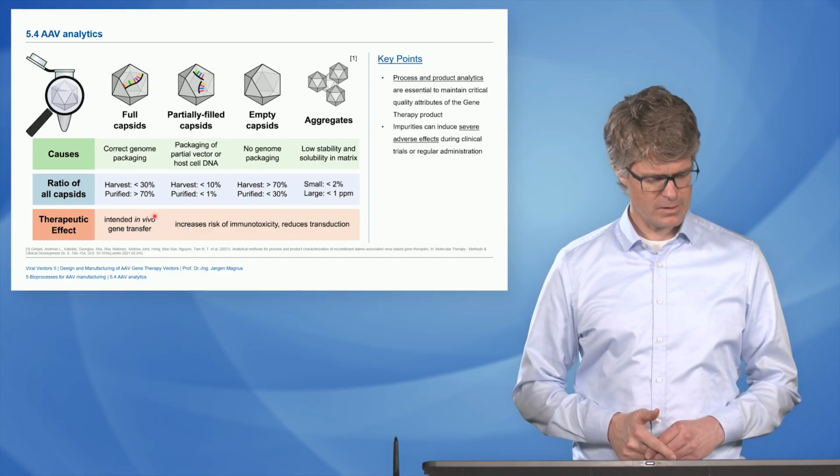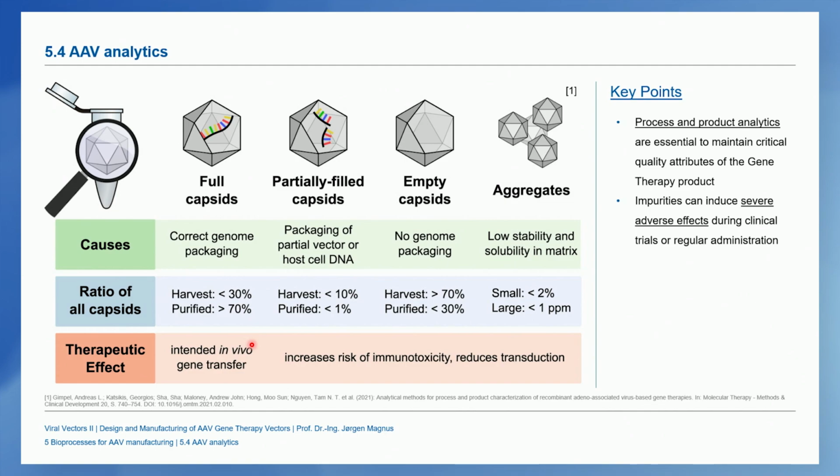So I mentioned the difference between full capsid, partially filled capsid, and empty capsids is very important, and you should probably go to at least 70% of full capsid, or better 80%, or better than 80% of full capsid, with the partially filled capsid being very low, ideally less than 1%, and the empty capsid then at least, I would say, less than 30 or less than 20%.